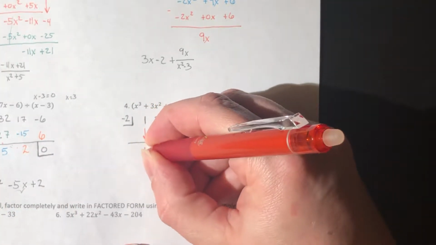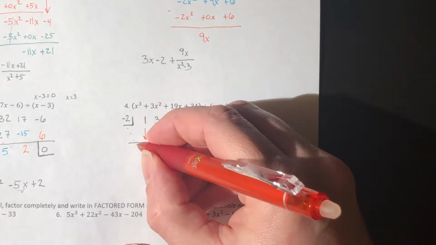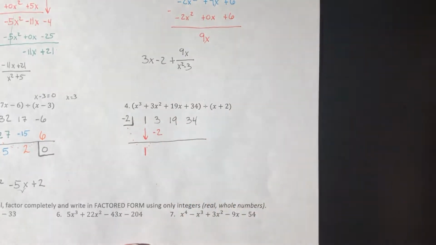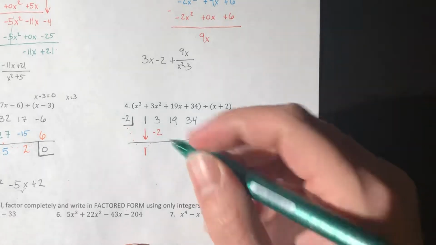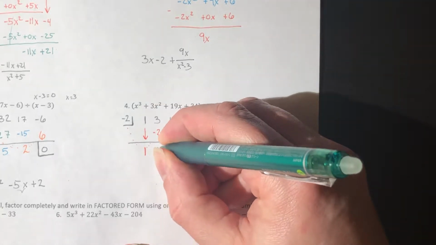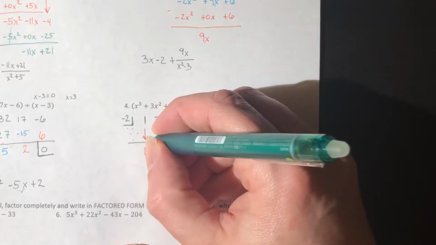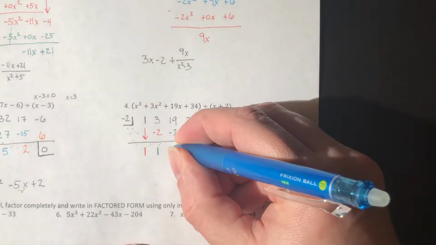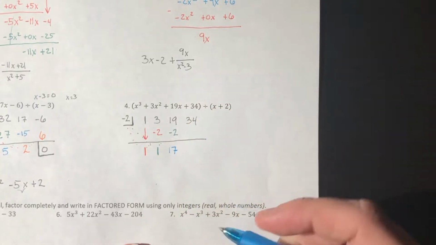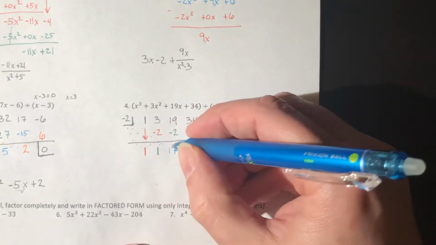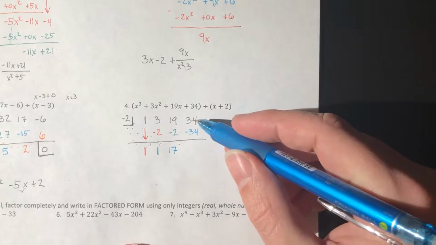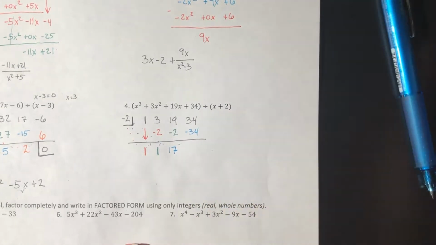So the 1 drops down. I do negative 2 times 1. That is negative 2. And I add those. 3 plus negative 2, or 3 minus 2, is 1. And I go again, negative 2 times 1 is negative 2. 19 minus 2 is 17. I go again, negative 2 times 17 is negative 34. 34 minus 34 is 0.